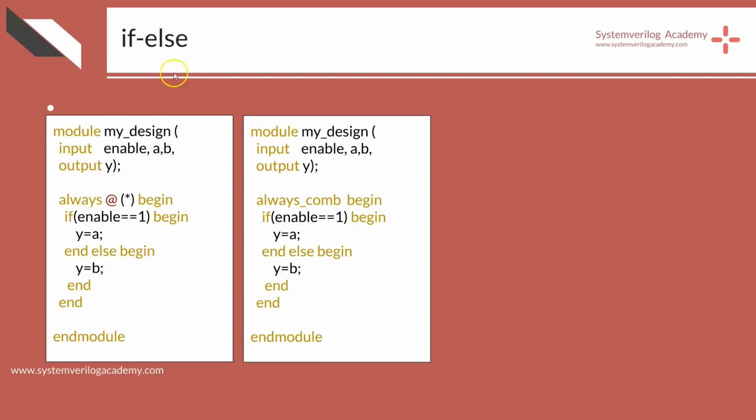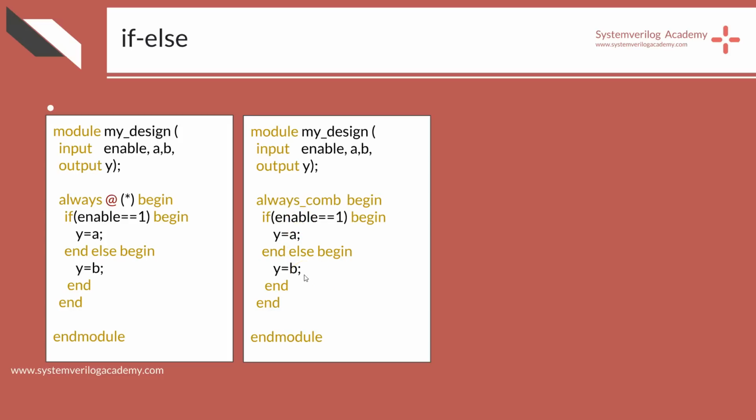First, let's look into a simple if-else statement. Here is the Verilog code, and in SystemVerilog, you will replace the always @(*) with always_comb. Otherwise, both these modules are exactly the same. The module has three inputs named enable, A, and B, and a single output named Y. In the always_comb block, an if-else statement is used. It says, if enable is high, Y will be equal to A, otherwise B.